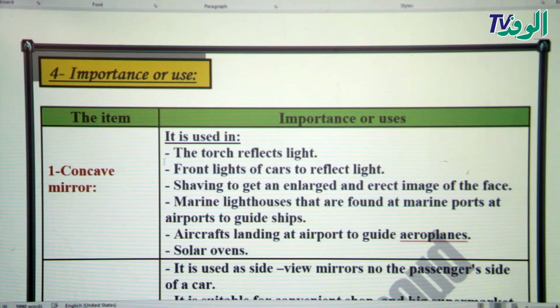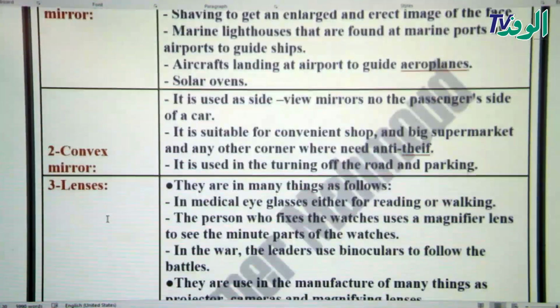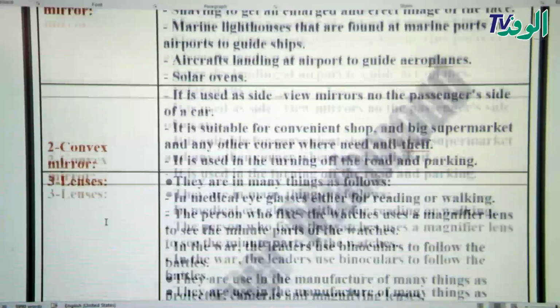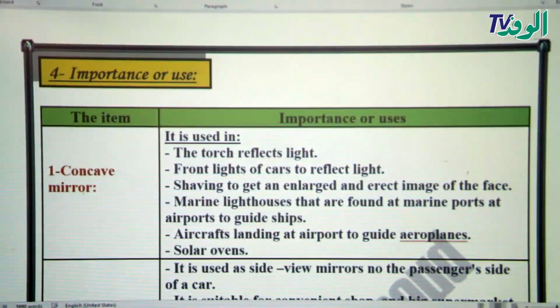Let's move to another part in our revision that talks about the important uses. We took many of the uses in this unit, as we see. Let's start with the first one, which is the uses of the concave mirror. What are the uses of the concave mirror?